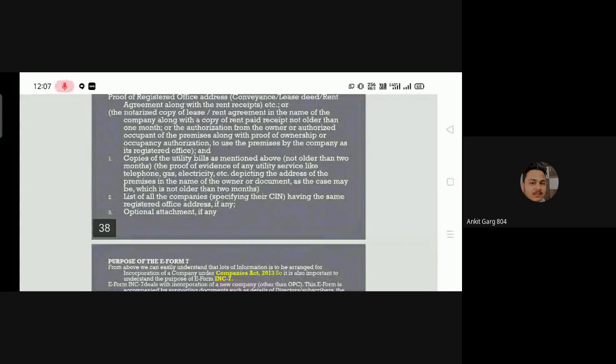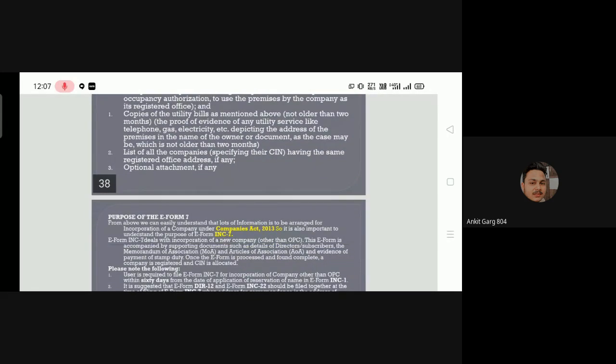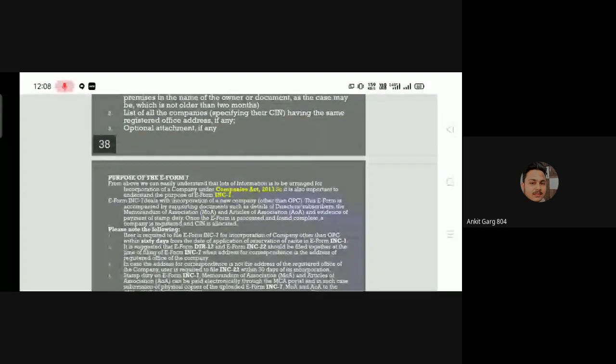The proof or evidence of any utility service like telephone, gas, electricity, etc., depicting the address of the premises in the name of the owner or document, as the case may be, which is not older than 2 months. List of all the companies specifying their CIN having the same registered office address, if any. Optional attachments, if any.